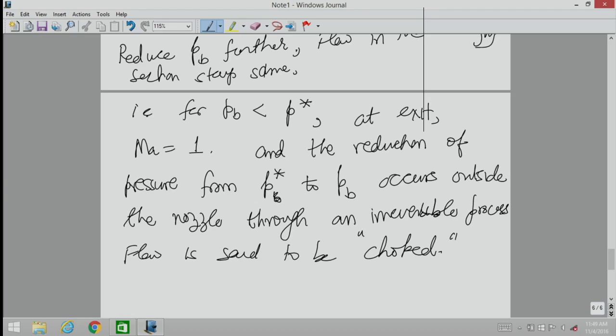So the maximum flow rate which you can get in this nozzle will be what corresponds to Mach number 1 at the exit. If the pressures are such that it is lower, then still the flow rate which you will get will be corresponding to Mach number 1. And that is what is often used to calibrate devices. Because once I choke the flow in there, the flow rate is known to me. It will be corresponding to Mach number 1, corresponding to whatever stagnation conditions it started with.